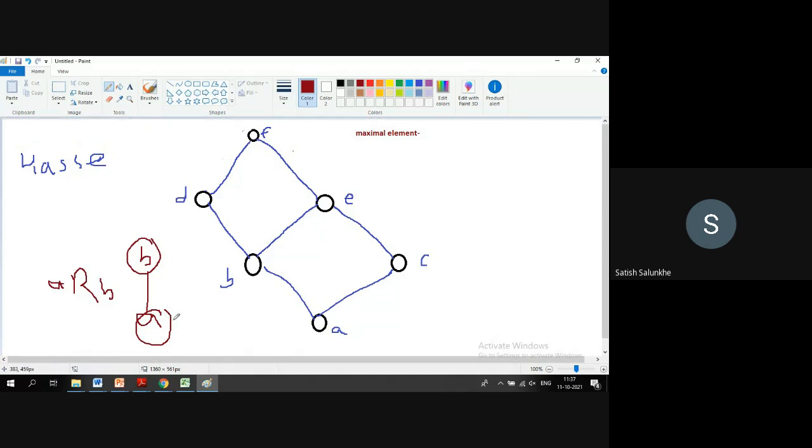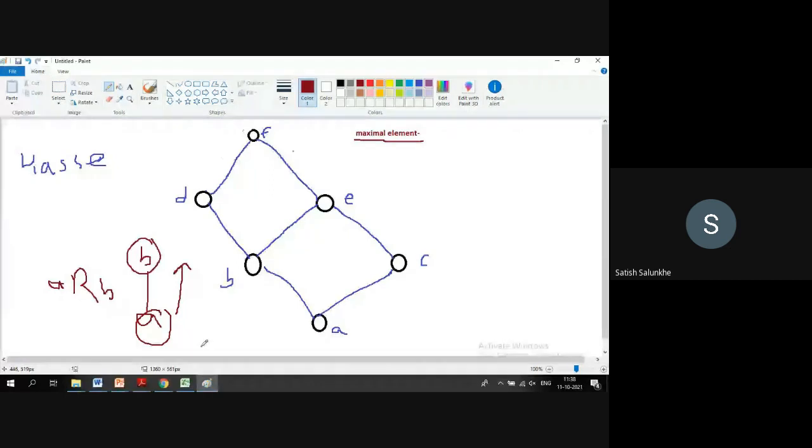Your Hasse diagram is now interpreted in this direction. A is related with B. Yes, sir, B is related to A. We are reading this relation A to B from bottom to top. A is related with B. This is the interpretation.